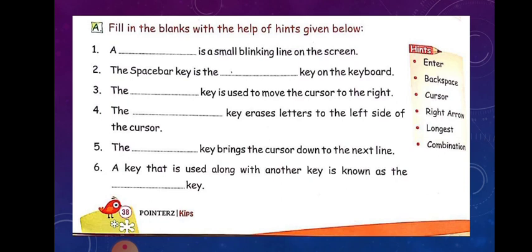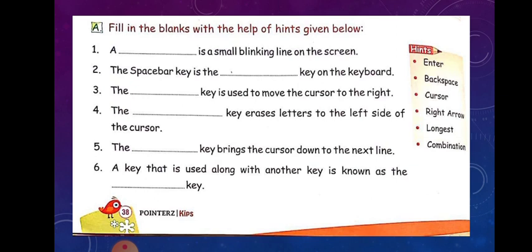Question number A. Fill in the blanks with the help of hints given below. A cursor is a small blinking line on the screen. The space bar is the longest key on the keyboard. Dear children, the hint words are given at the right side of the screen. The same is given in your book also. You have to select the correct answer from the hint words given.